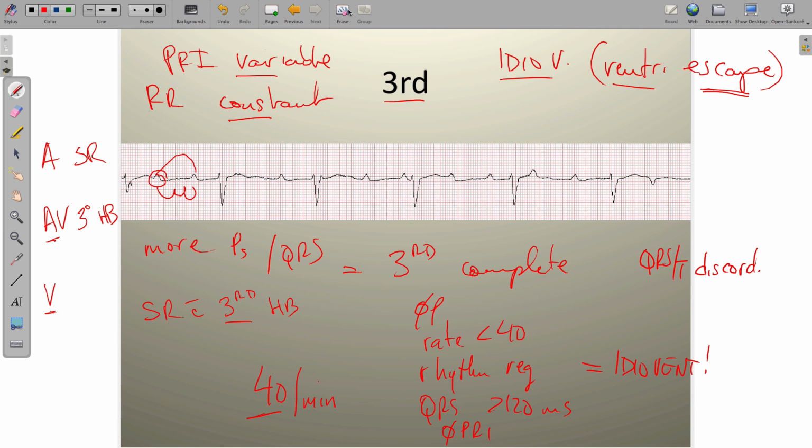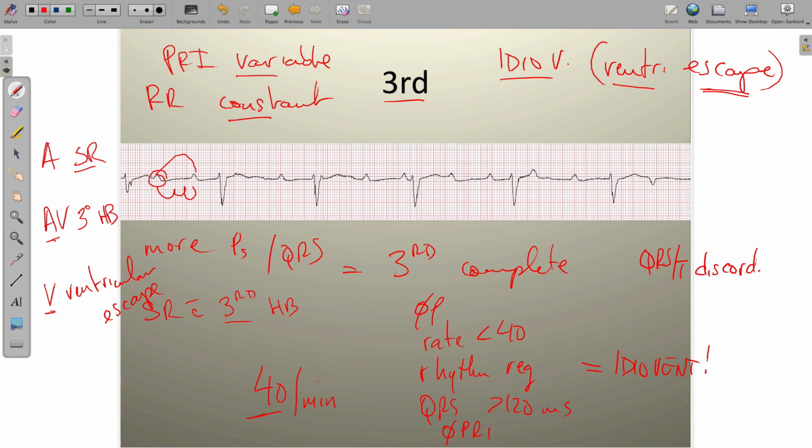All right, so it's just as likely that we could have a junctional escape rhythm. So you can have sinus rhythm with third-degree heart block and a junctional escape rhythm. In this case, it is a ventricular escape rhythm. All right, so if we wanted to look at the entire name here, this is a great way to do it in your head as you're learning this.